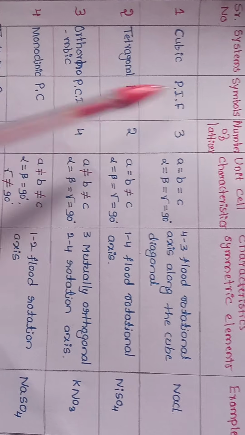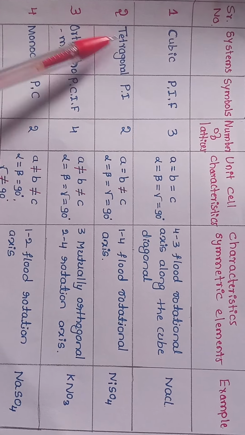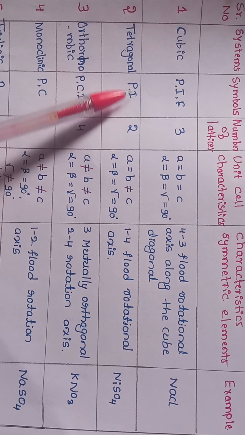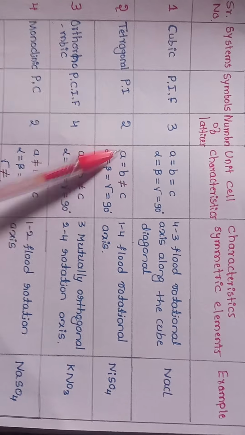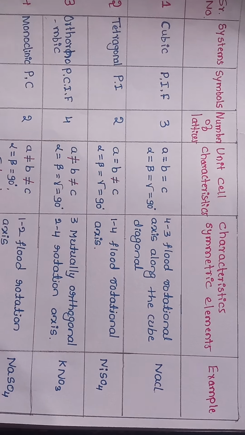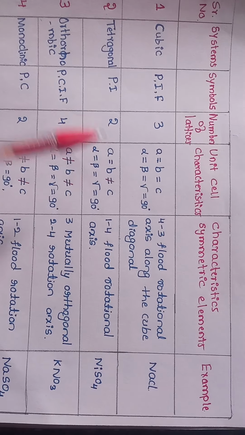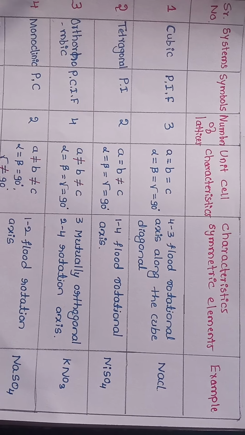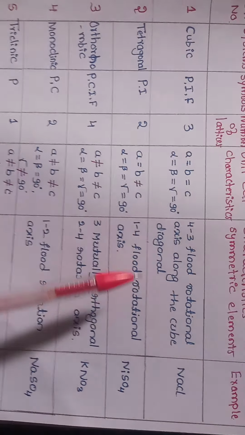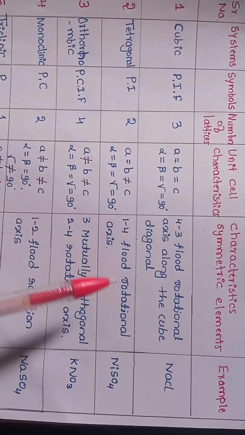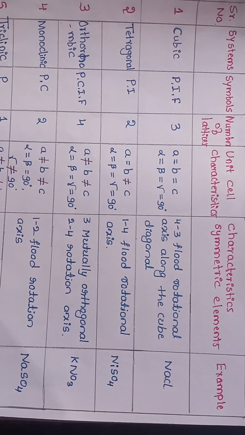Their number of lattice points are here. Number of lattices in tetragonal is 2, because here only two types, P and I, among the 14. And what is the axis length? A equal to B, but B is not equal to C here. And the angles are all three 90 degrees. What is the characteristic symmetry here? One four-fold rotation axis. Okay, the example for that one is NiSO4.